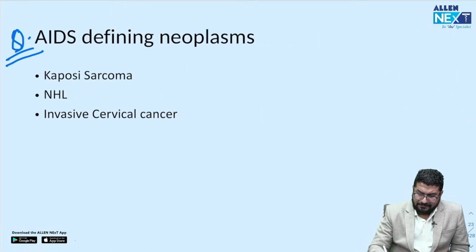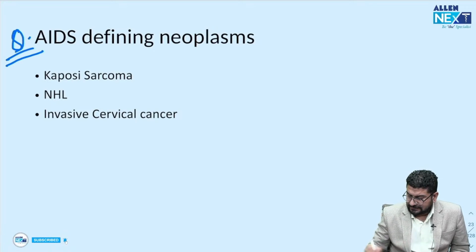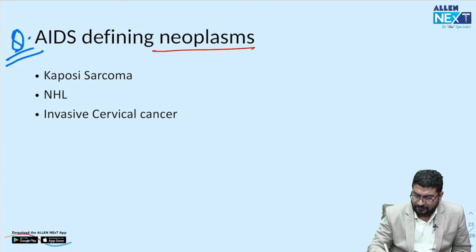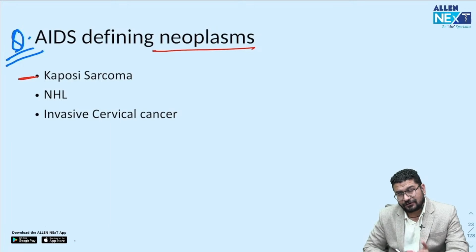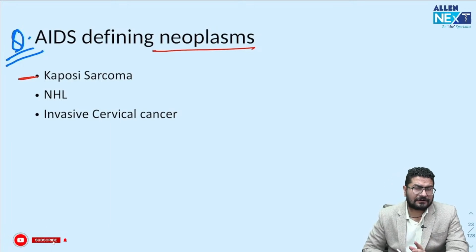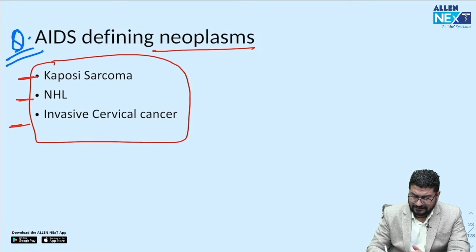MCQ that they ask you: there are many opportunistic infections which are AIDS defining, but there are certain neoplasms which are AIDS defining. So Kaposi sarcoma, this is the most common vascular tumor. Not most common vascular tumor in AIDS patients. Overall, the most common vascular tumor will be hemangioma. Then non-Hodgkin lymphoma, invasive cervical cancer. These are AIDS defining neoplasms. Kaposi sarcoma is caused by HHV8.